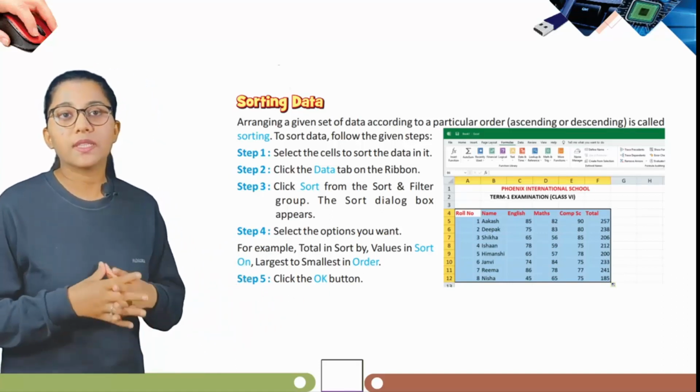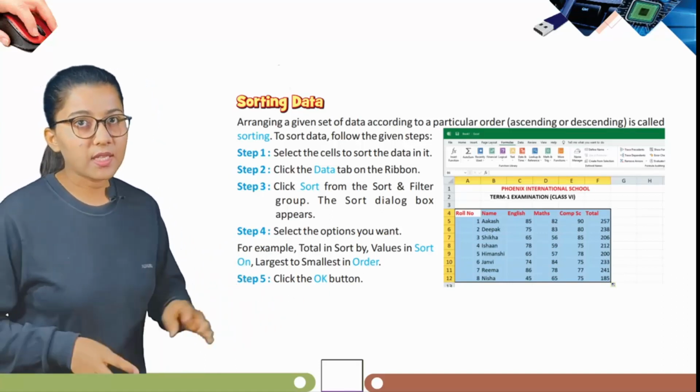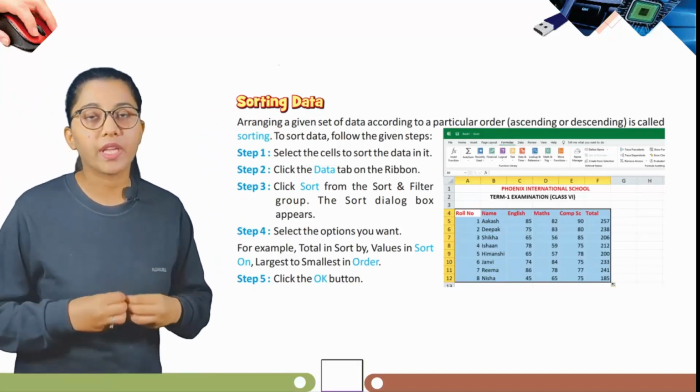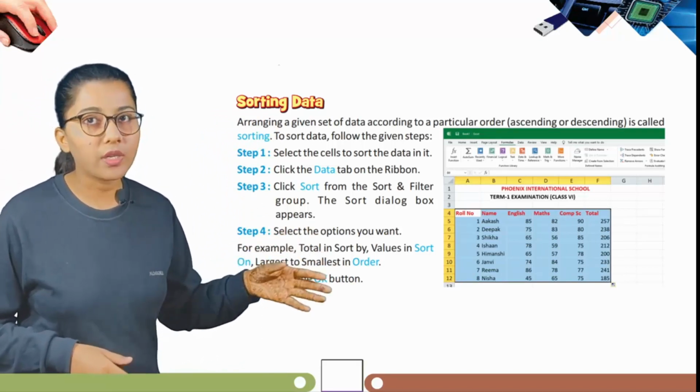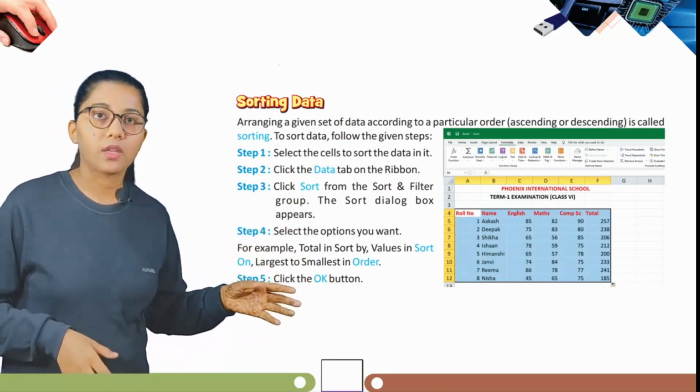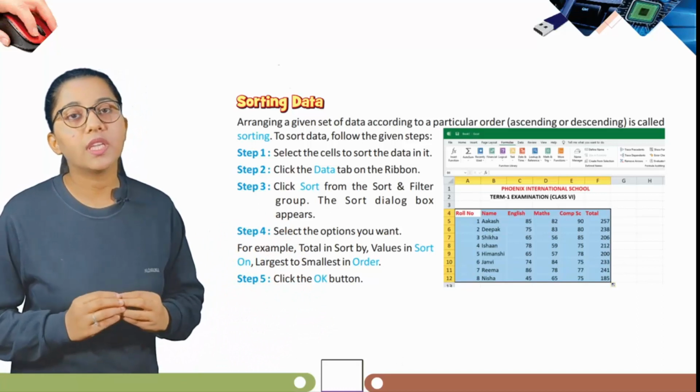So now students, let's start our new topic, that is sorting data. Arranging a given set of data according to a particular order, that is ascending or descending, is called sorting. To sort data, follow the given steps.